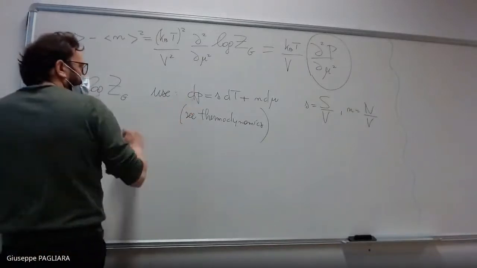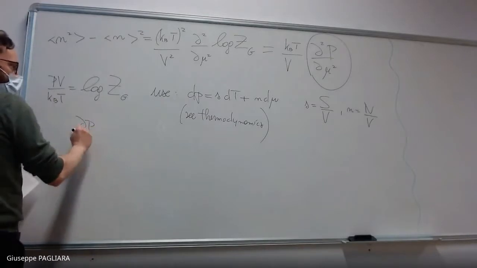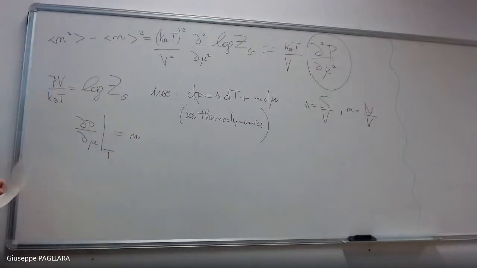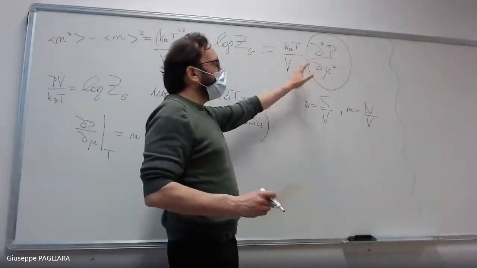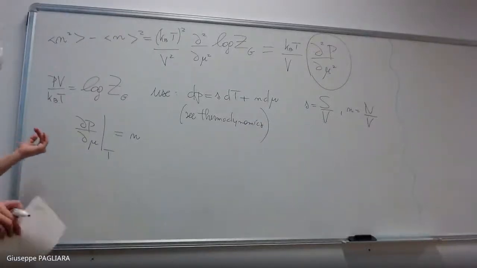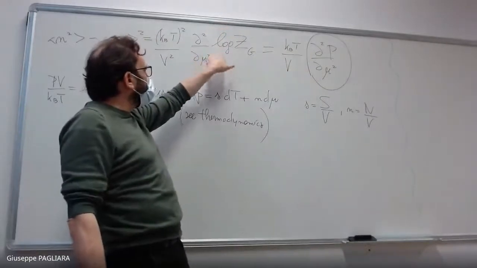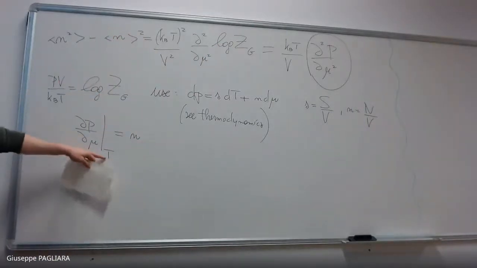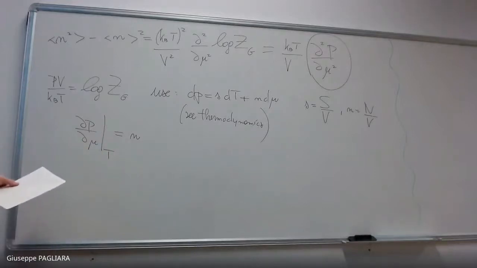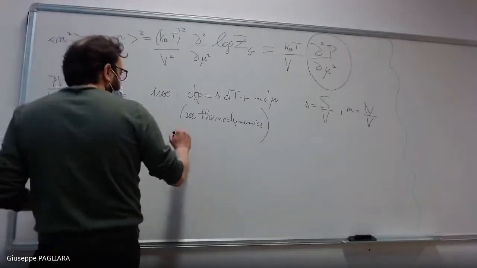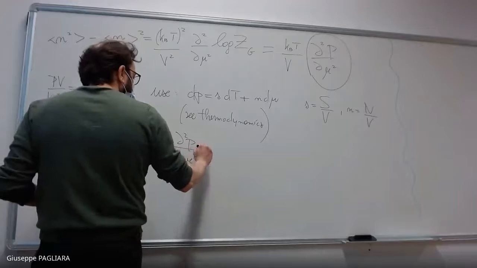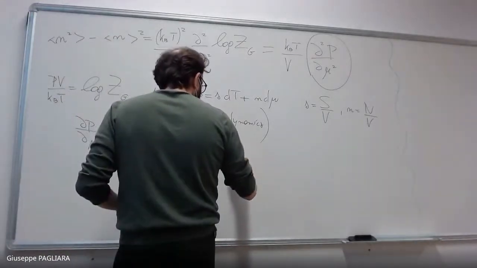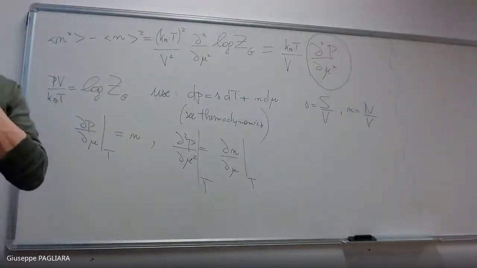Therefore, from this relation, I see that the first derivative of P with respect to mu at fixed temperature is equal to the density. Although it was hidden somehow, I'm keeping fixed the temperature, because when I derive with respect to mu, I'm considering T to be constant. So dP/dmu at constant temperature is the density. Now I need to do another derivative. So the second derivative of P with respect to mu, again at fixed temperature, is the derivative of n with respect to mu at fixed temperature.